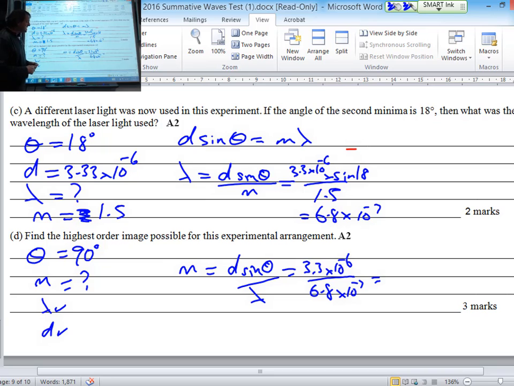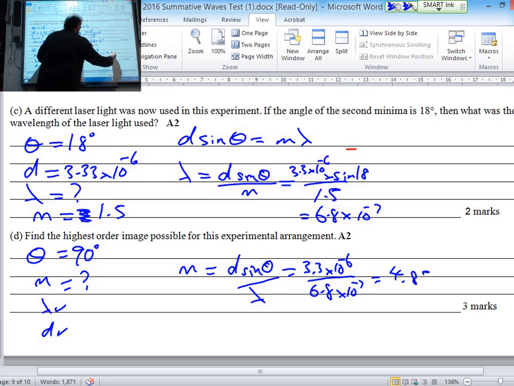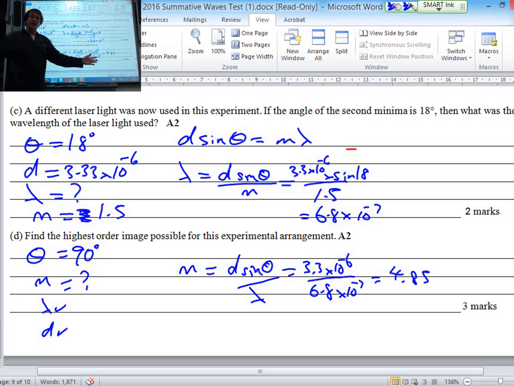Okay. So you get 6.8 by 10 to the minus 7 here for that wavelength. Putting that in, you get 4.85 for the m value. Now that's the highest it could go to if it's all at 90 degrees. So logically, there's got to be whole numbers. We're going to have m equals 4 as our highest order, which means you get 4 on one side, 4 on the other, and 1 in the middle if you're trying to work out how many total maxima you can get. But this just wants the highest order. The highest order is 4.